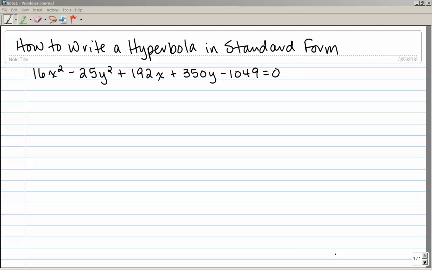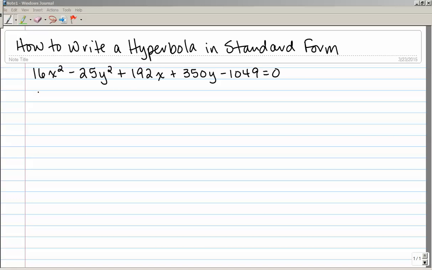Here's how to write the equation of a hyperbola in standard form. Given the equation, 16x squared minus 25y squared plus 192x plus 350y minus 1049 equals 0, we need to write this in standard form by completing the square.